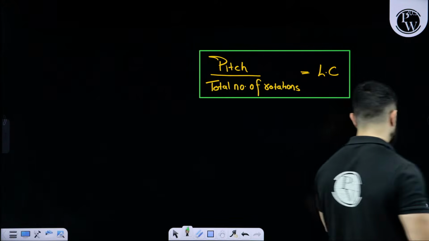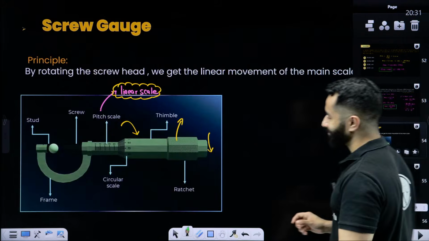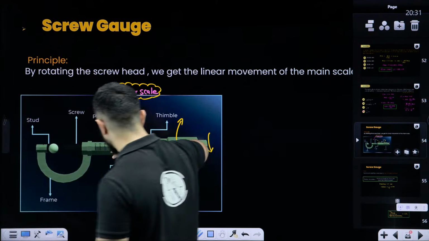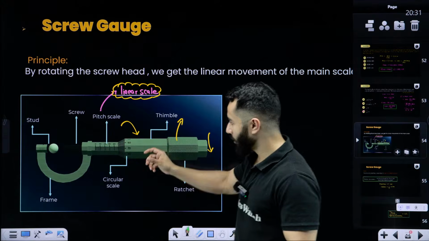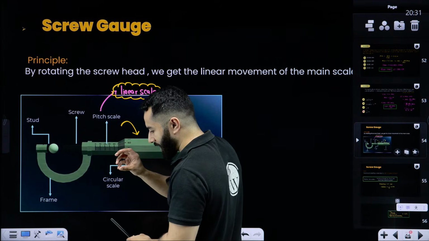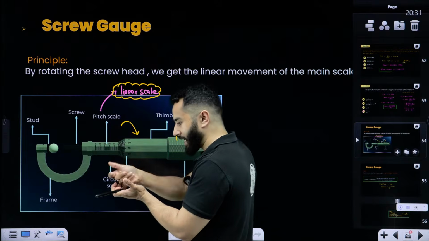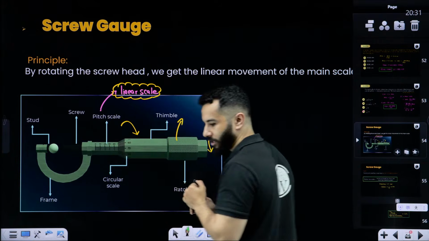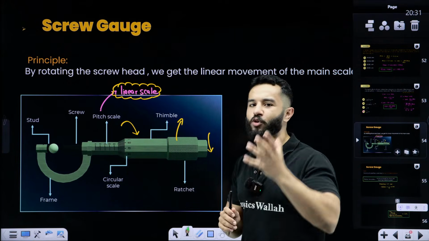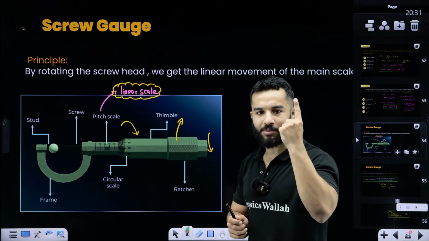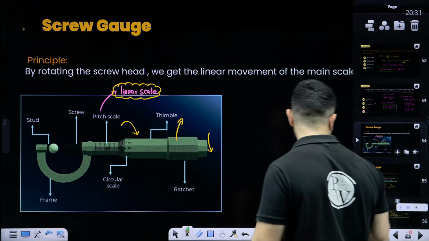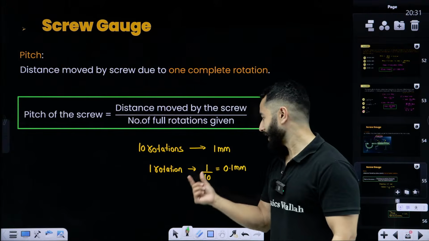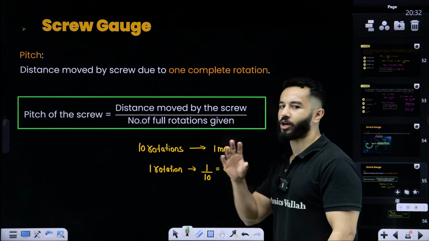See, what are we trying to do? We have got something over here, and let's suppose now we are screwing it, right? We are turning it, and after, let's suppose, 10 complete rotations, this moves by 10 millimeter. So what is the minimum number of rotations that you can give? That is 1. The minimum number of rotations is 1. So let's find out how much it will move in one rotation. That is known as pitch, right? So pitch is going to be 0.1 millimeter.